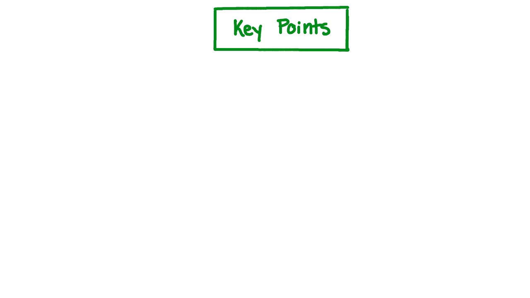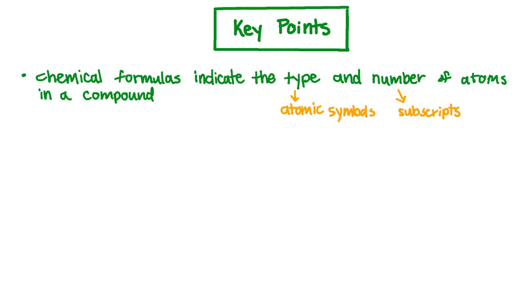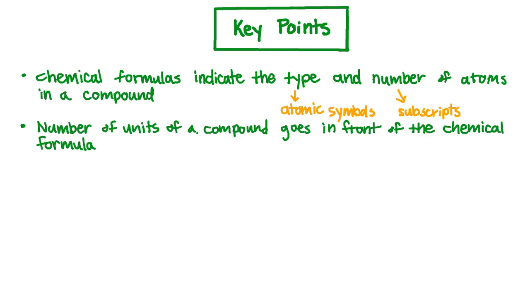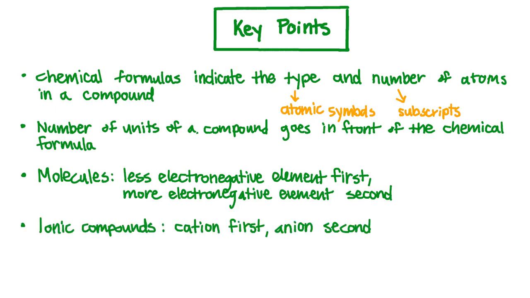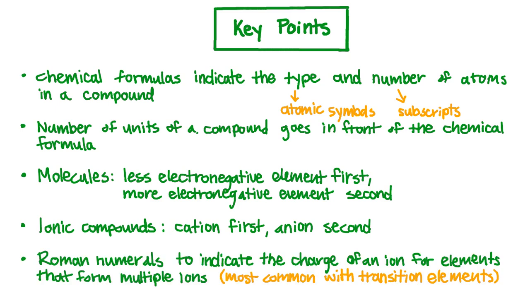Now let's sum up with the key points for this video. Chemical formulas indicate the type and number of atoms in a compound using atomic symbols and subscripts. If we have more than 1 unit of a compound, the number of units goes in front of the chemical formula. When we're naming molecules, the less electronegative element will come first. When we're naming ionic compounds, the cation is named first. Roman numerals are used to distinguish elements that form multiple ions.